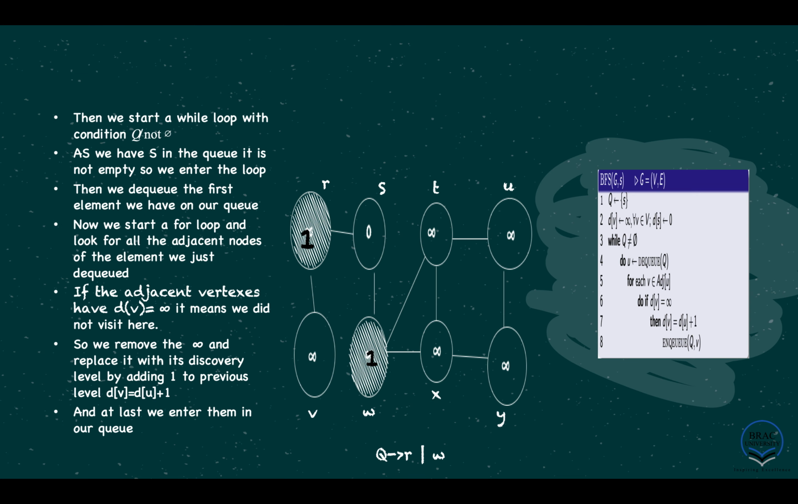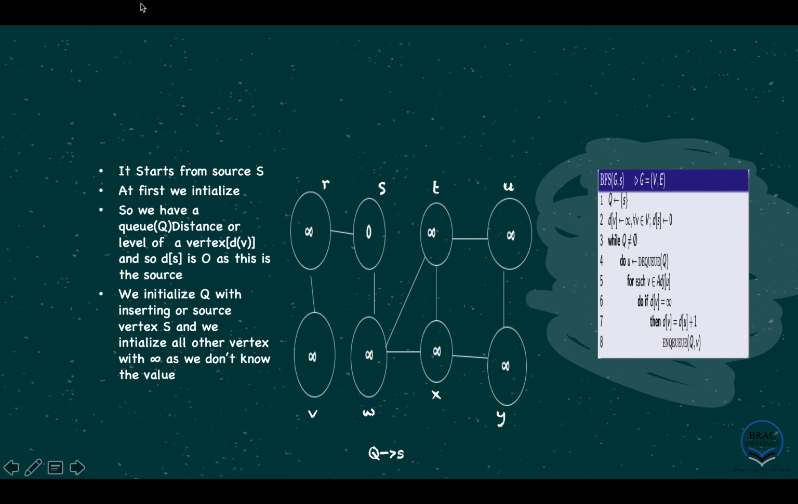So we start from source S. Our first task is to initialize. So we have a queue and a level of vertex, dv, and ds is 0 as this is the source. We initialize Q by inserting our source vertex S, and we initialize all other vertices with infinity as we don't know the value.